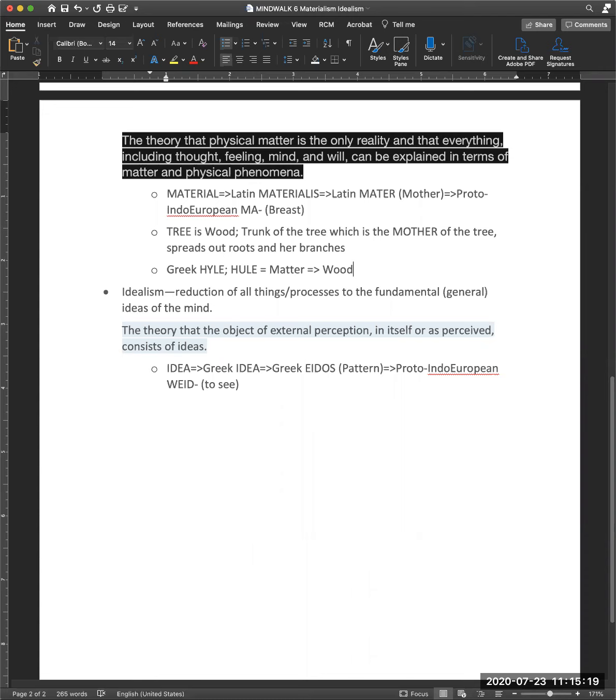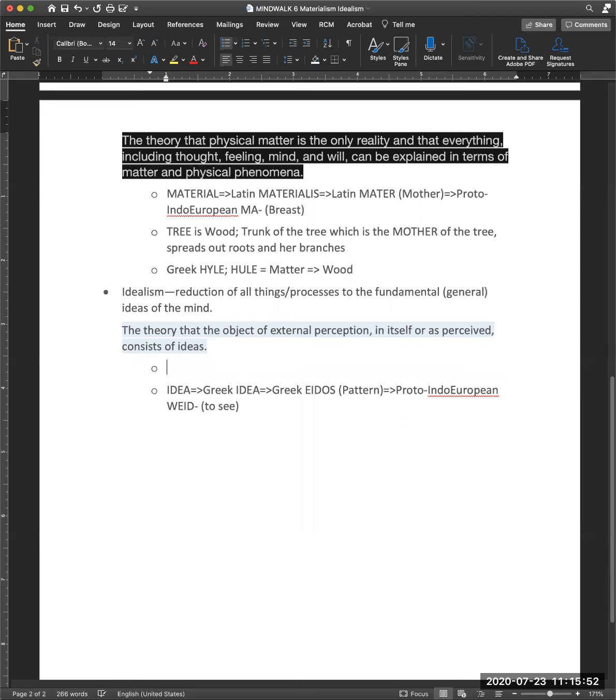So there's that thinking. Now let's talk about idealism. Idealism is the reduction of all things or processes to the fundamental general ideas of the mind. And basically what that means is it's the theory that the object of external perception in itself or as perceived consists of ideas. This is one of the things that you're working with Bishop Berkeley, kind of along these ideas, right? So he's one of the people who's an idealist, even though he's an empiricist.